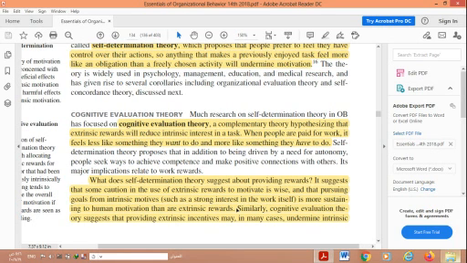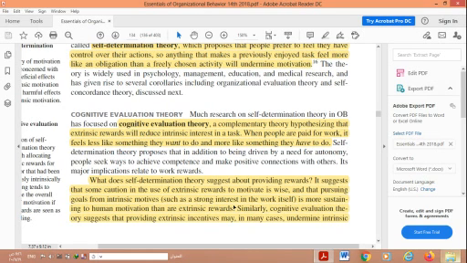Such as a strong interest in the work itself is more sustaining to human motivation than extrinsic rewards. Again, it suggests that some caution in the use of extrinsic rewards to motivate is wise, and that pursuing goals from intrinsic motives is more sustaining to human motivation than extrinsic rewards.